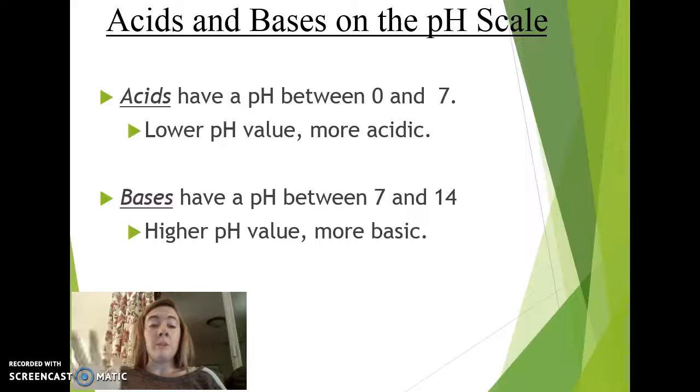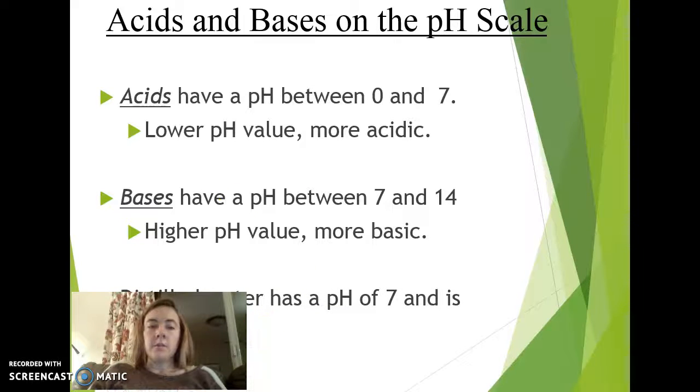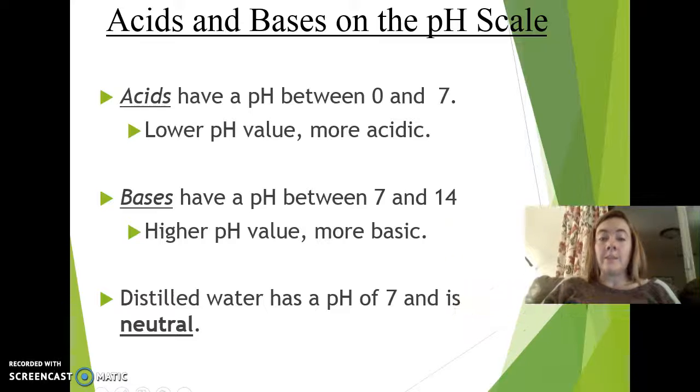Now the way to remember which side is acidic and which side is basic is just to think about A comes before B, 0 comes before 14. So the closer you are to 0, the closer you are to A, that's an acid. The closer you are to 14, the closer you are to B, that's a base. Distilled water has a pH of 7 and is considered neutral.